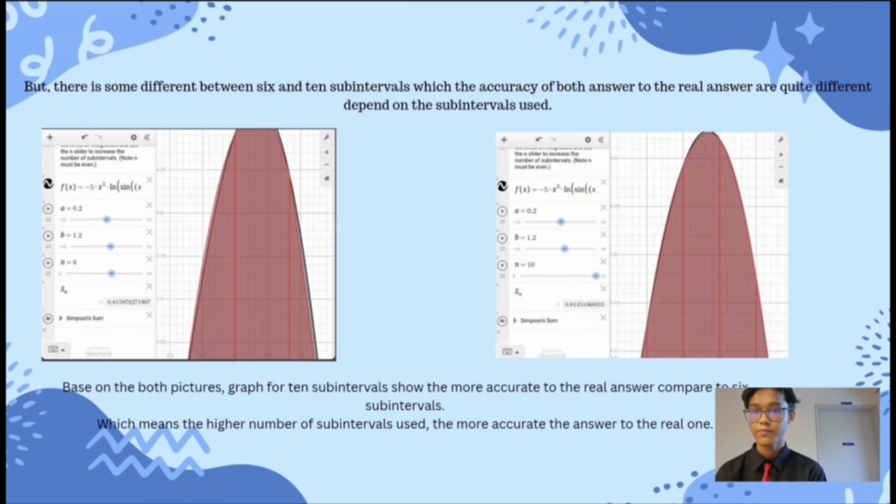So based on both graphs, 10 subintervals shows a more accurate result compared to 6 subintervals, as I mentioned before, which means the higher the number of subintervals used, the more accurate the answer is to the real one. So that's our group presentation slides, and that's all. Thank you.